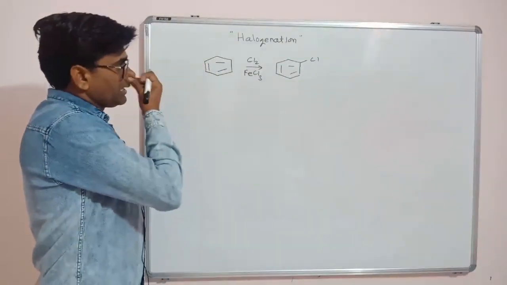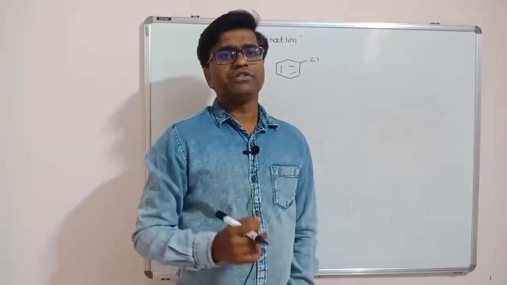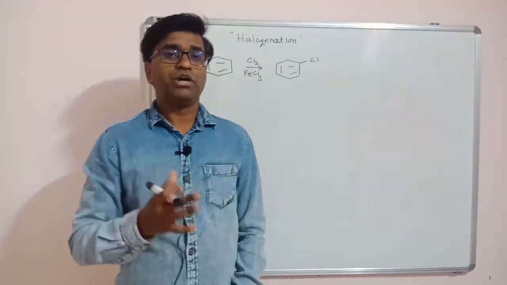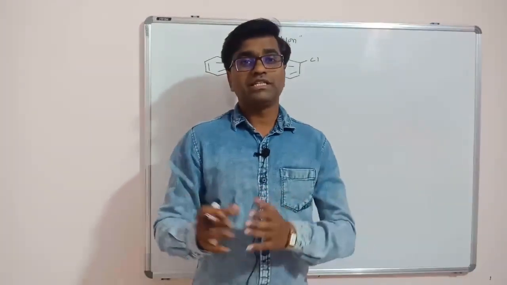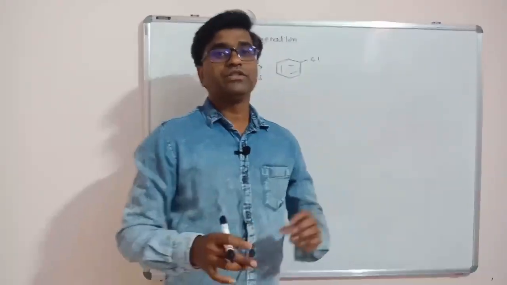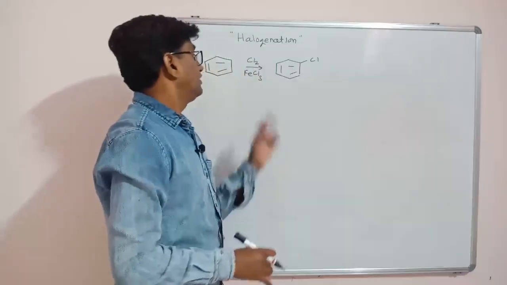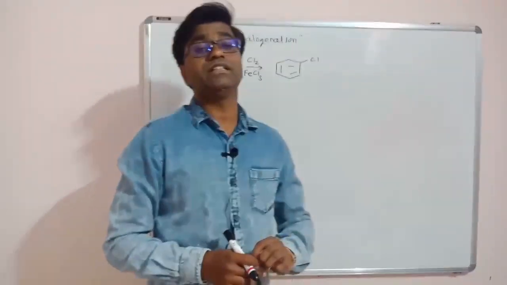Here Cl2 acts as the reagent, but as we know, the bond between both Cl atoms is a sigma bond, which is a non-polar bond. So there is no electrophilic chlorine atom. So there is a role of FeCl3. FeCl3 is a Lewis acid.